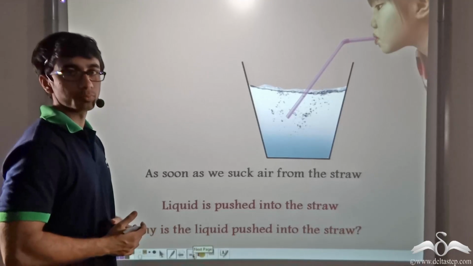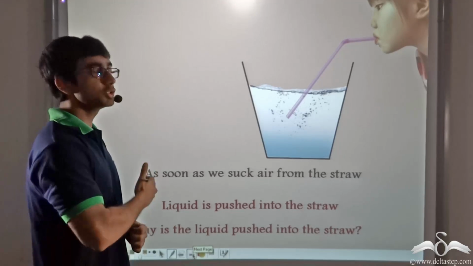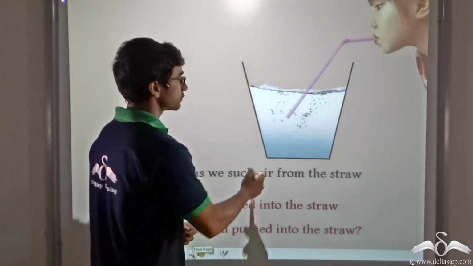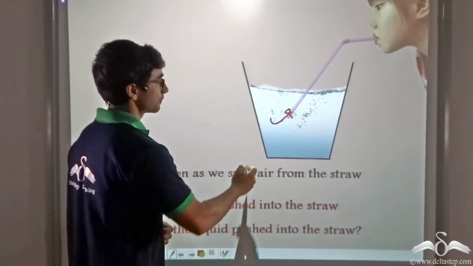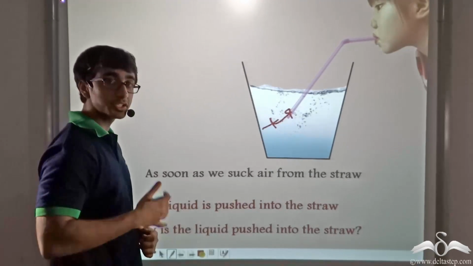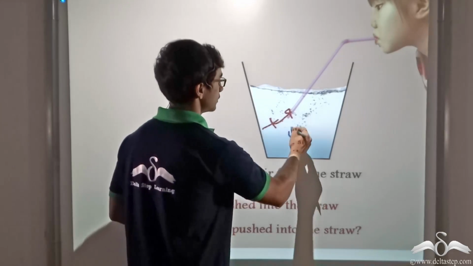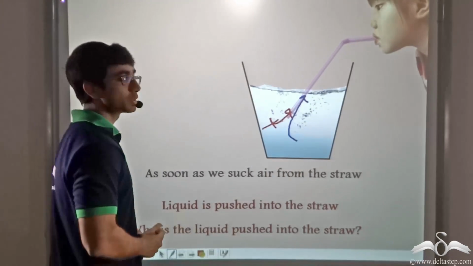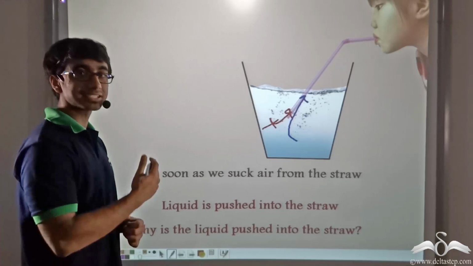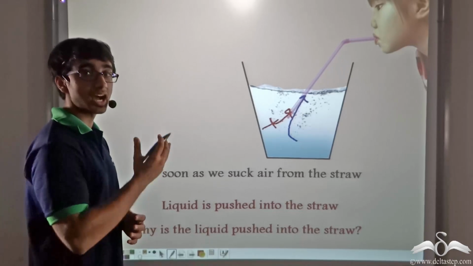Now, why is it so? Why is it that before you started sucking, no amount of liquid was moving in, but after you started sucking, this liquid that is present in the bottle started moving up and you were able to drink it? Let us explain this scientifically and see how this is happening.